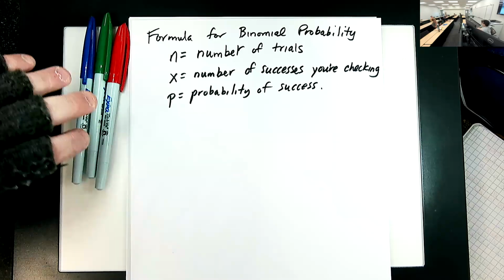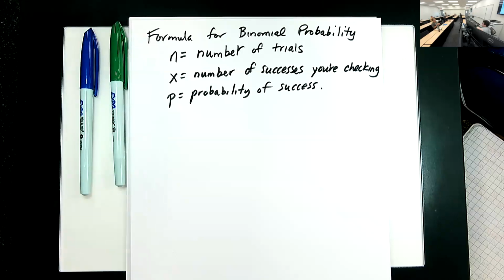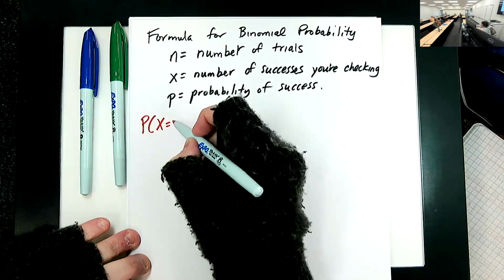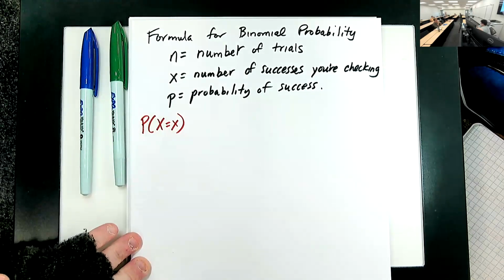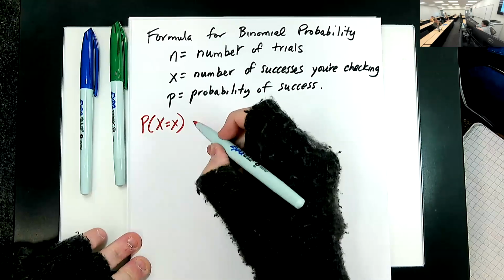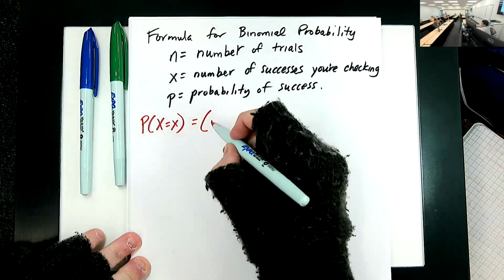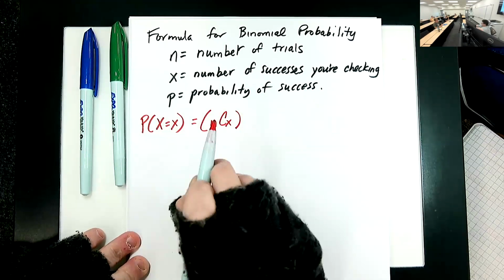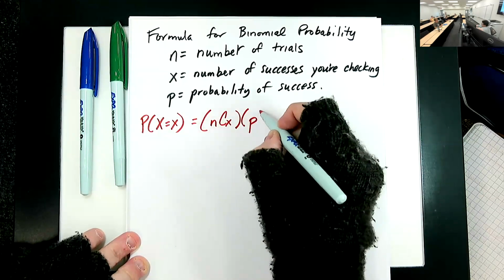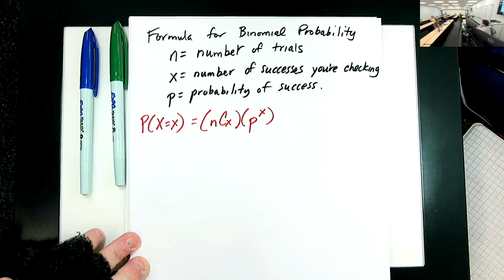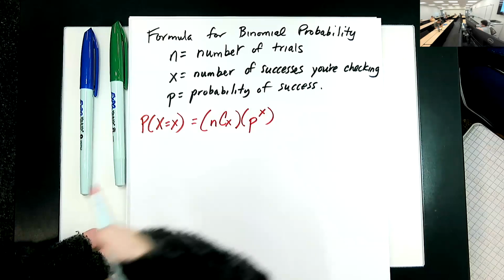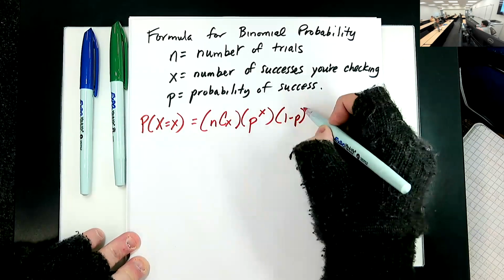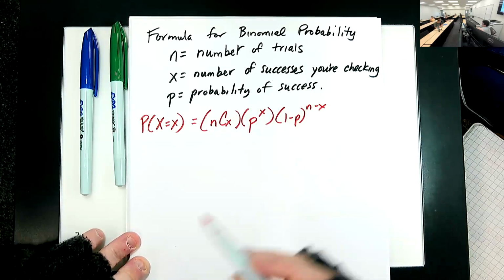You guys ready for the magic? So this is the probability that X equals a specific x value is n choose x, times p raised to the x power, times 1 minus p raised to the n minus x power.